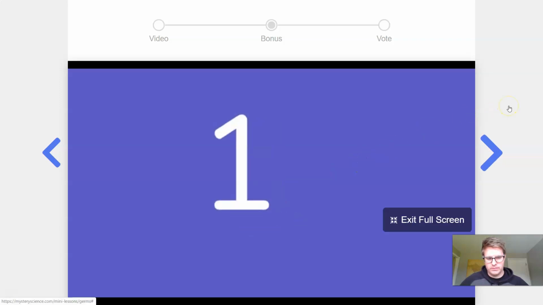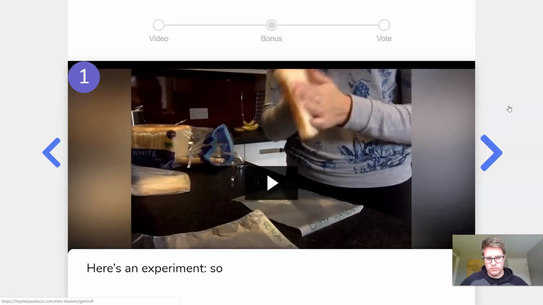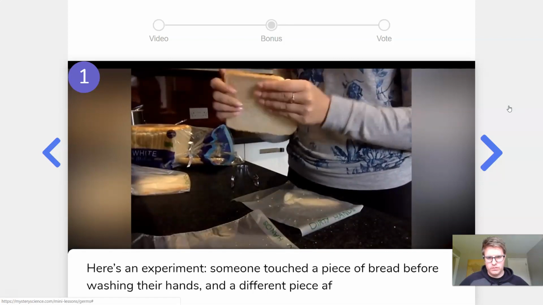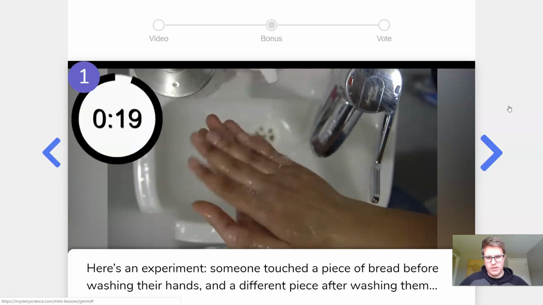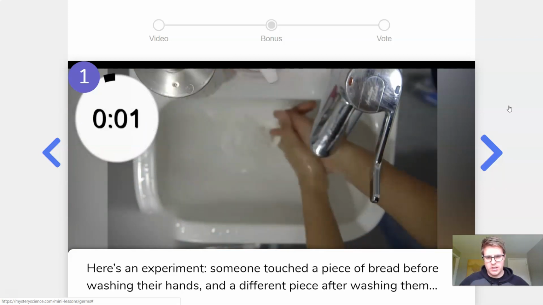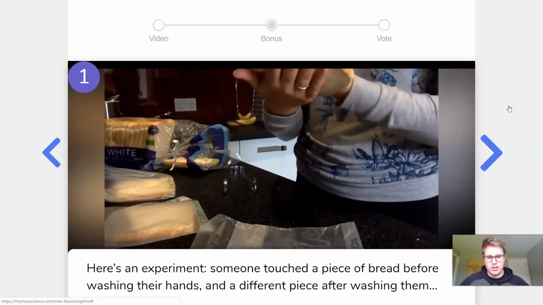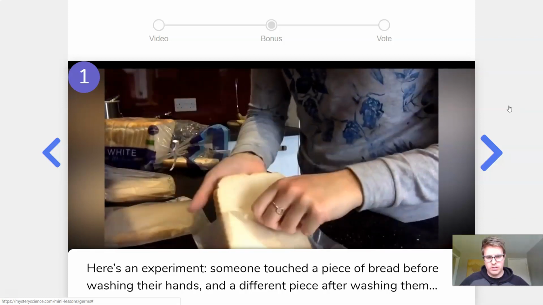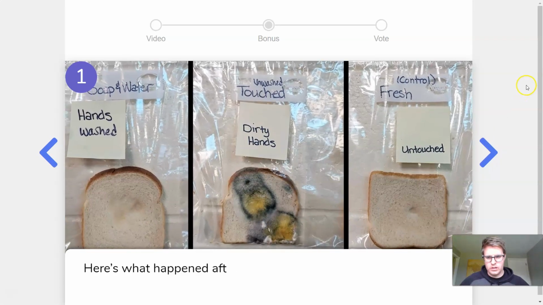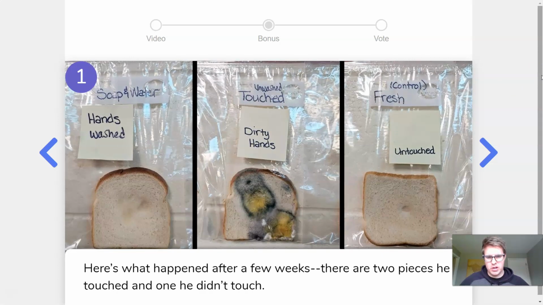And now, the last one. Okay, so that piece of bread, that person hadn't washed their hands and they touched it. This piece of bread they touched after washing their hands. And let's see the results. Oof, that's after a couple weeks. Look at all that mold on the one with dirty hands.